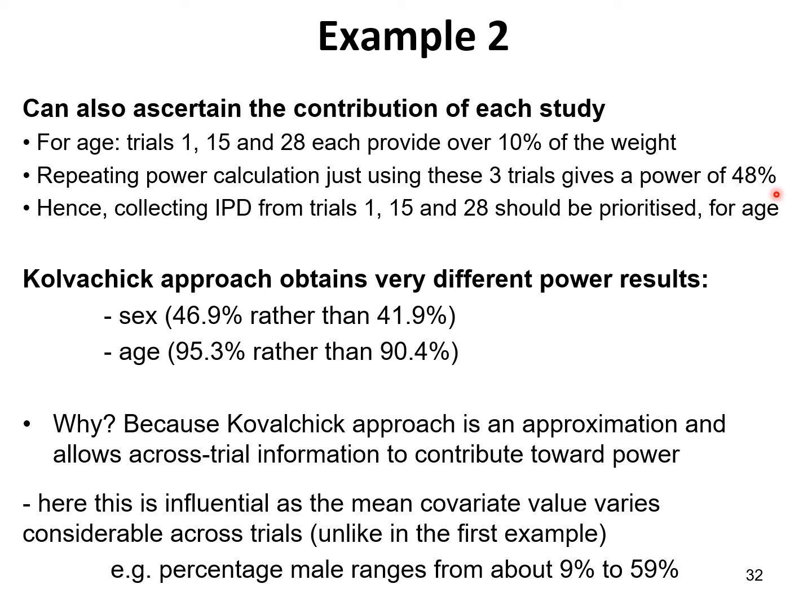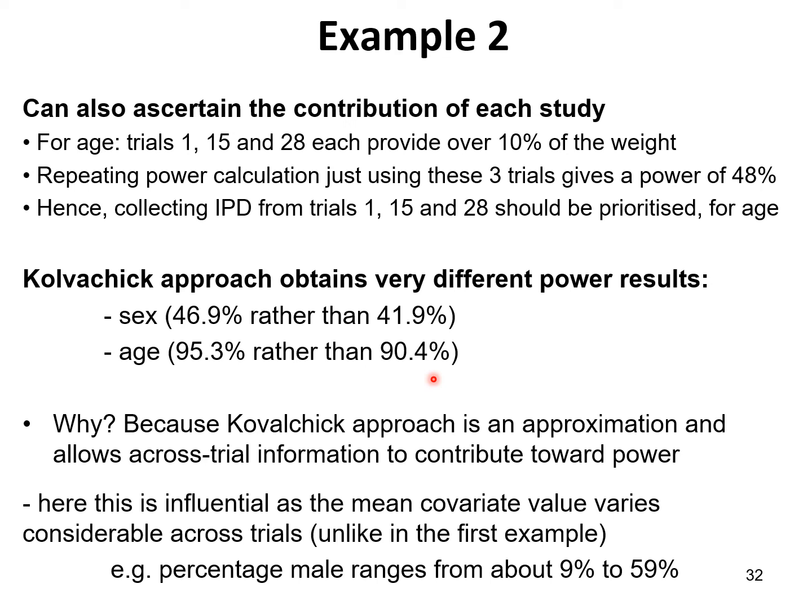Having a look at Kowalczyk's method here, we see that actually their approach doesn't tally with ours very well at all. So they suggested the power was 47% and we got 42% for sex, and they suggested the power for age was 95%, whereas we suggest it's 90%. So why are the differences coming in here?